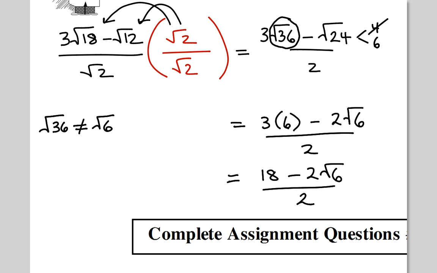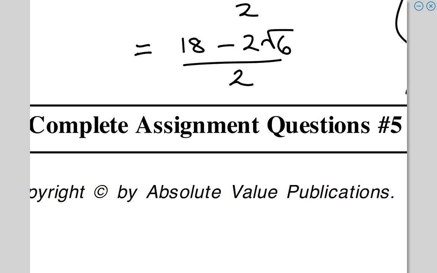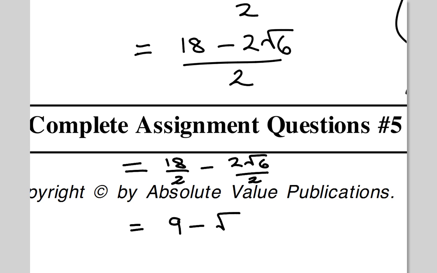Is that decent? Or could I keep going further on that? You could go further, right? How could you go further on that? Good. You could go 18 over 2 minus 2 root 6 over 2. And you get 9 minus root 6.